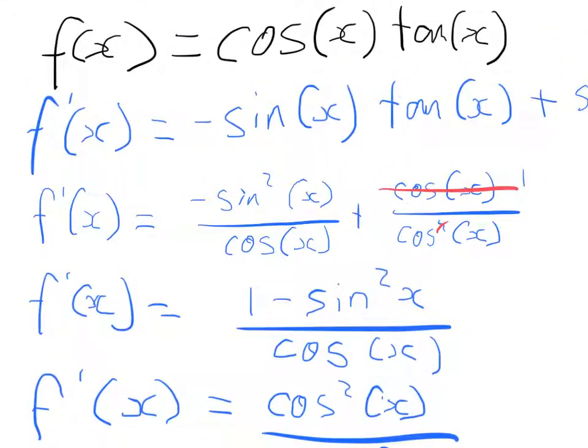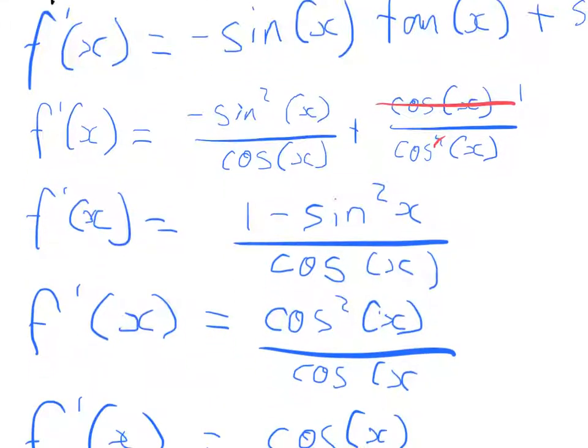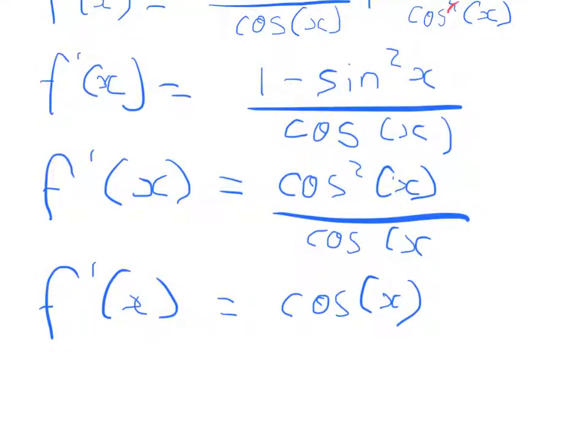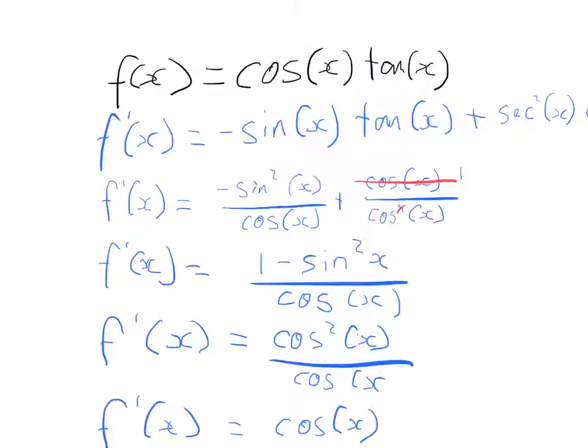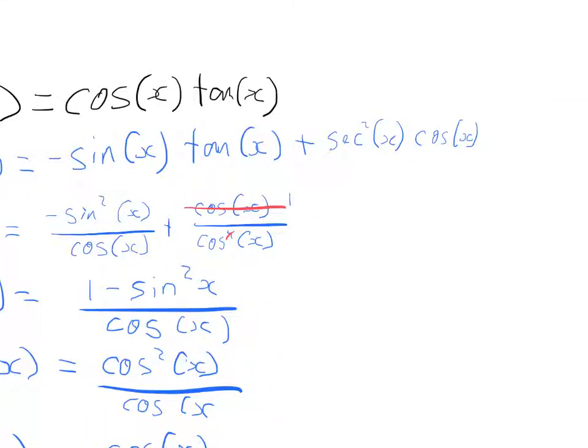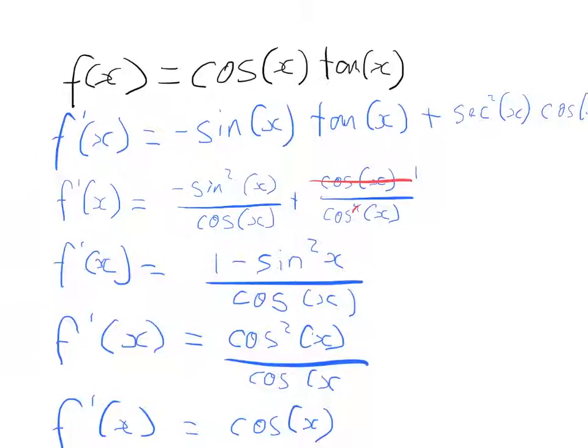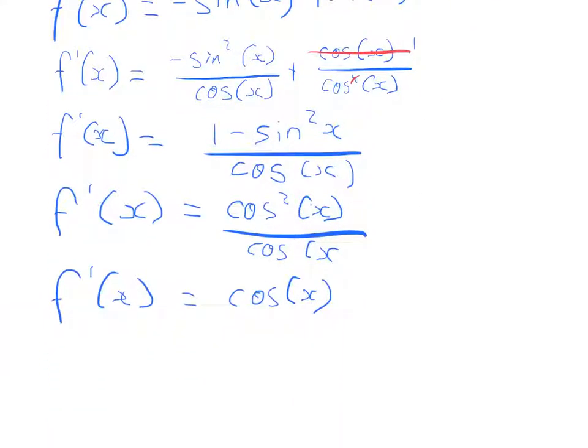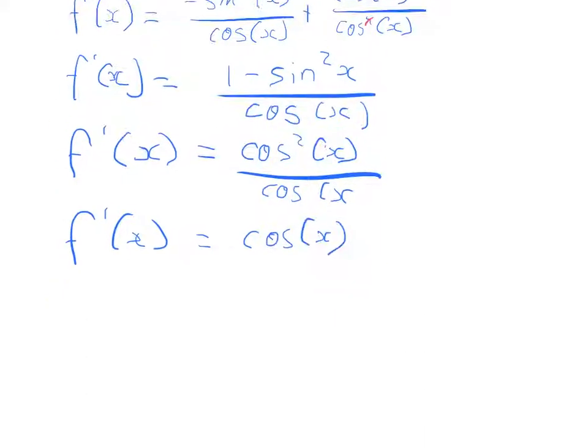Because of course cos of x times tan of x, if we had simplified that, would have ended up being sine of x. So either the unsimplified version of negative sine x tan x plus sec squared x cos x, or if we simplified it, we'd get through to there.